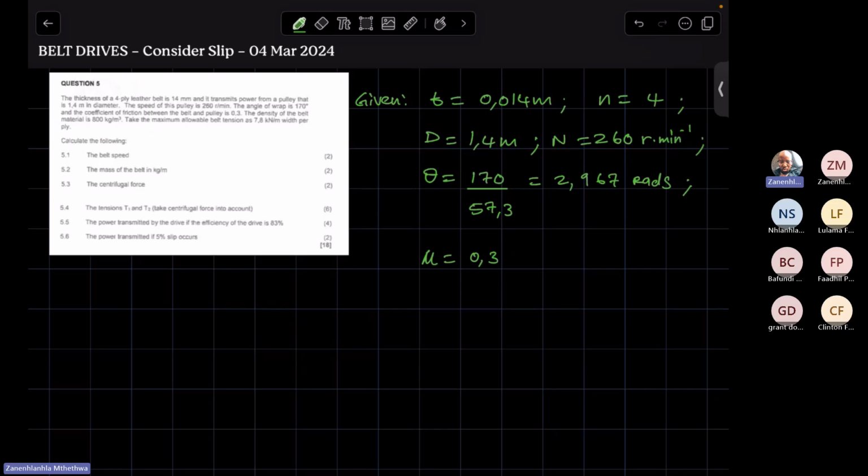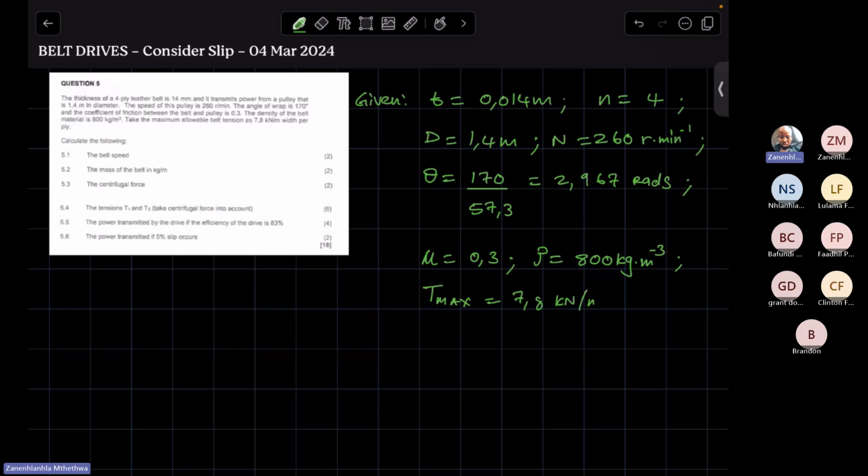Right, sorry about that. So we have the coefficient of friction, and they've given us the density of the material, rho. The rho of the material is 800 kilograms per cubic meter. Take the maximum allowable belt tension, Tmax, as 7.8 kilonewtons per meter width.